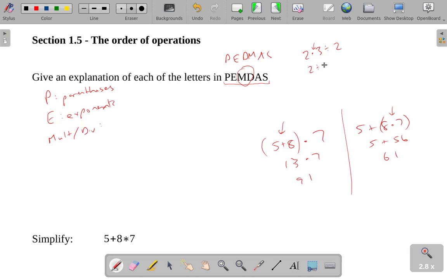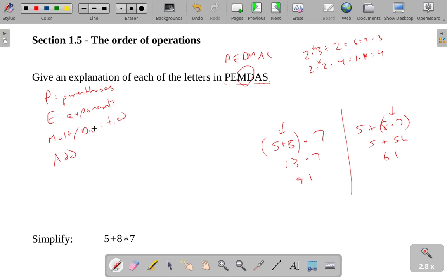As opposed to if I had 2 divided by 2 times 4. Here's division, here's multiplication, and this one's farther to the left, so that would come first. So the first one would give me 6 divided by 2, which is 3. This one here, 2 divided by 2 is 1, and 1 times 4 is 4. I'll do some examples of these, but I'm just explaining what these mean. So multiplication and division are tied.